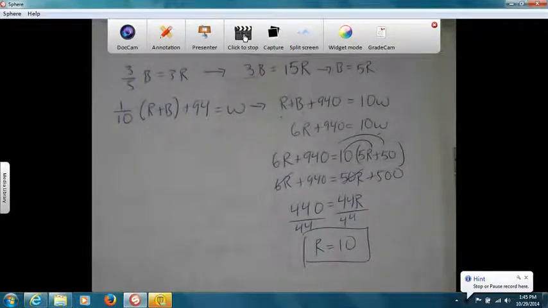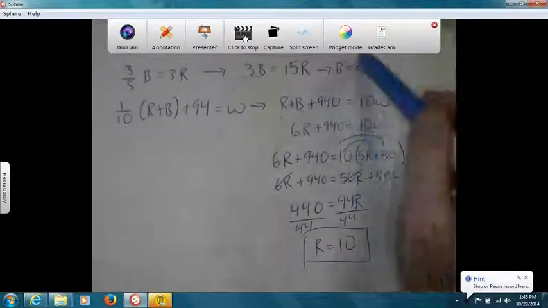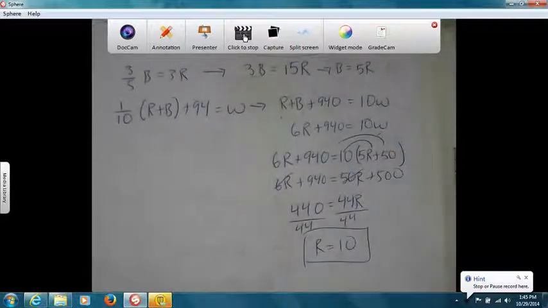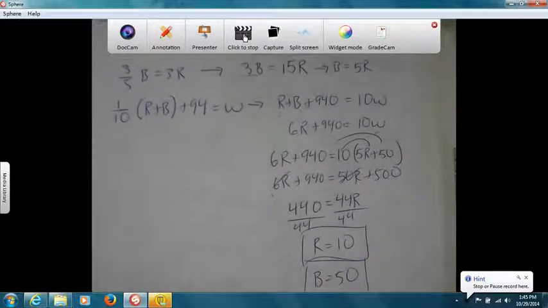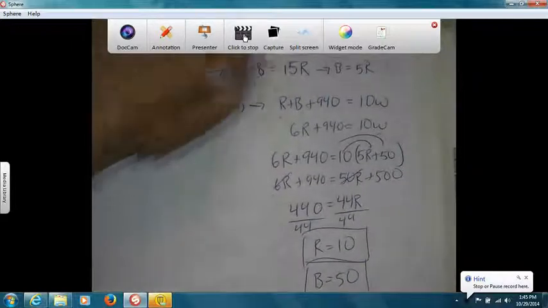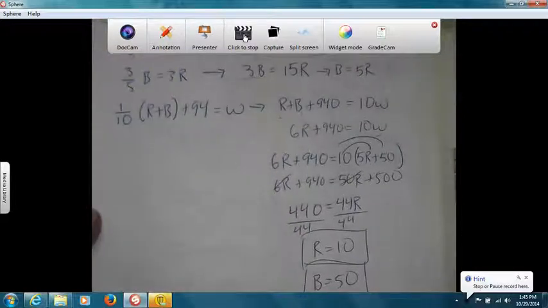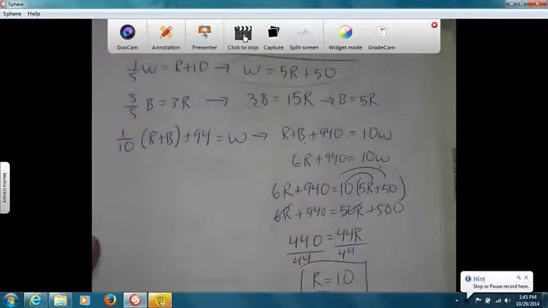There it is. So if R equals 10, and we know that B equals 5R, because it says right up here B equals 5R, so B must be 50. And then W would be pretty easy to find if we could find a good place to put it. W equals 5R plus 50, so, can you see that? W equals 5R plus 50. So W equals 100.